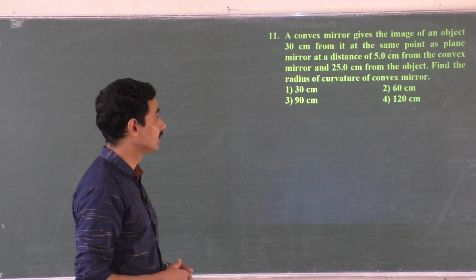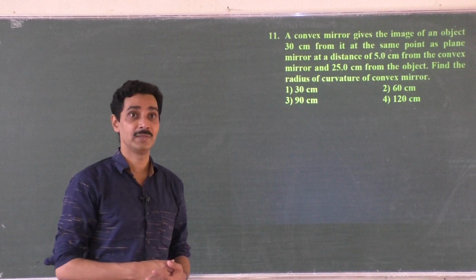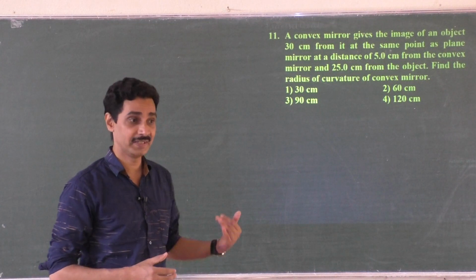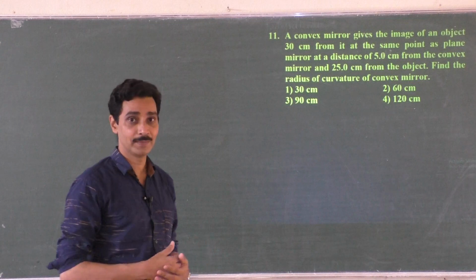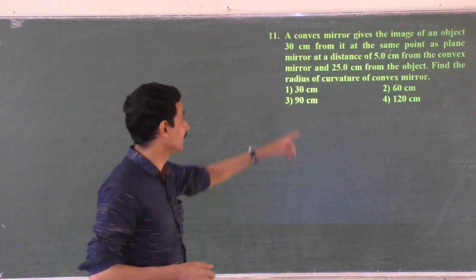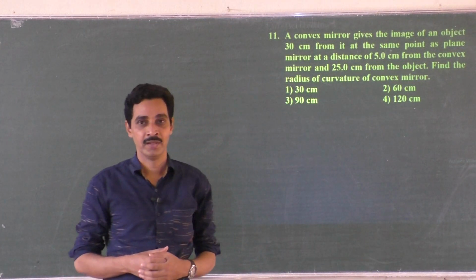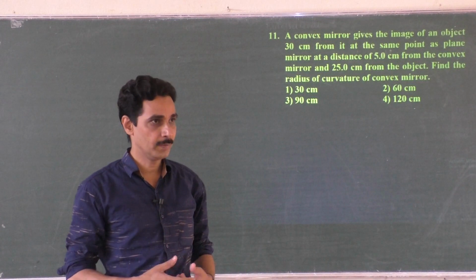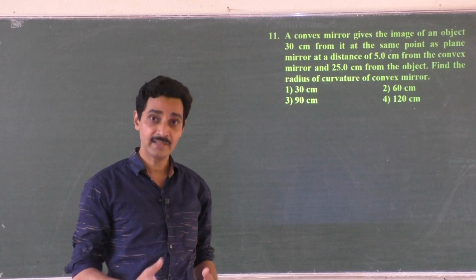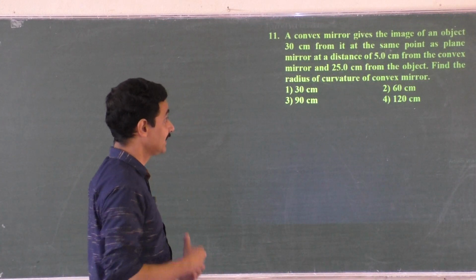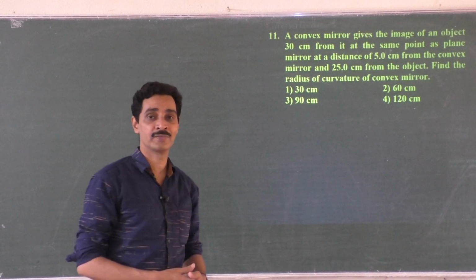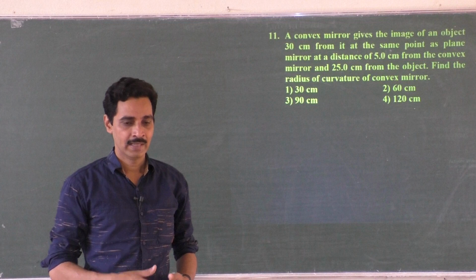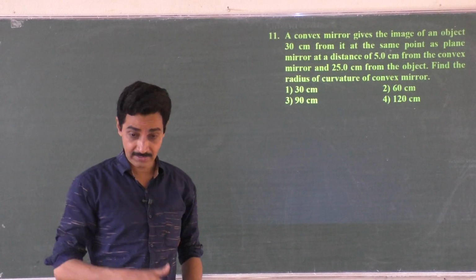A convex mirror gives the image of an object 30 centimeter from it. It means it is not that the image is 30 centimeter from it. You will come to know after completely reading the problem and analyzing it that this is not image distance, it is object distance. The convex mirror gives the image of an object 30 centimeter from it, at the same point as a plane mirror at a distance of 5 centimeter from the convex mirror.